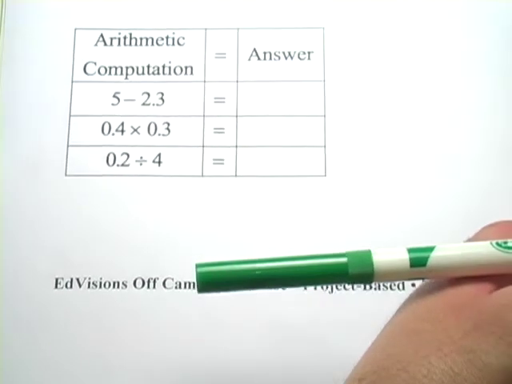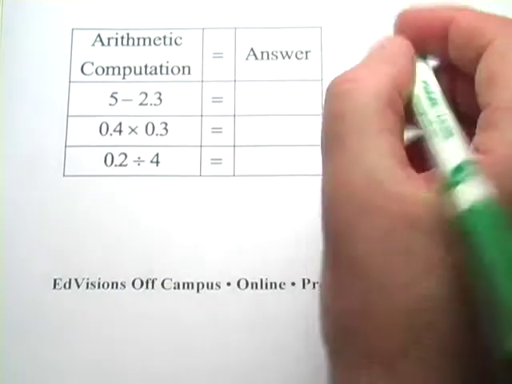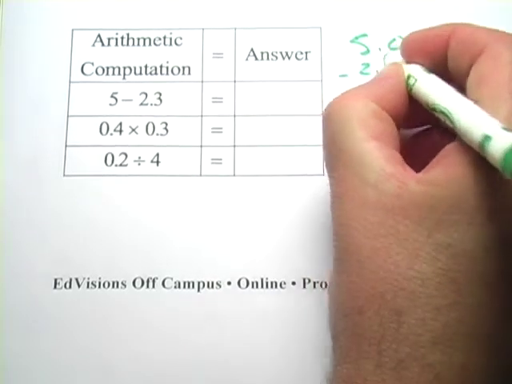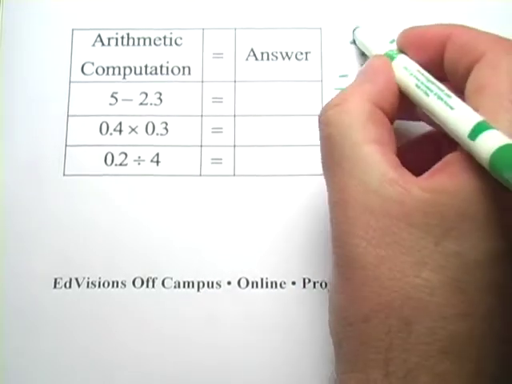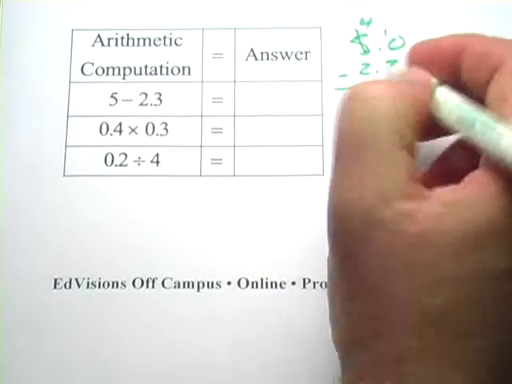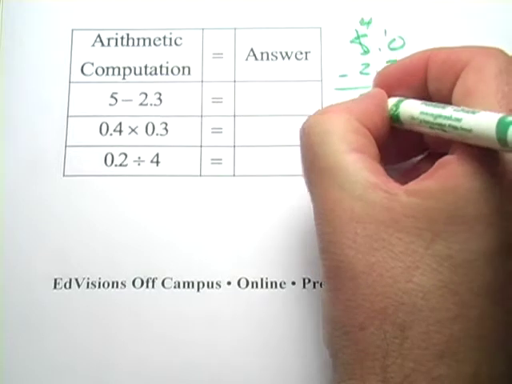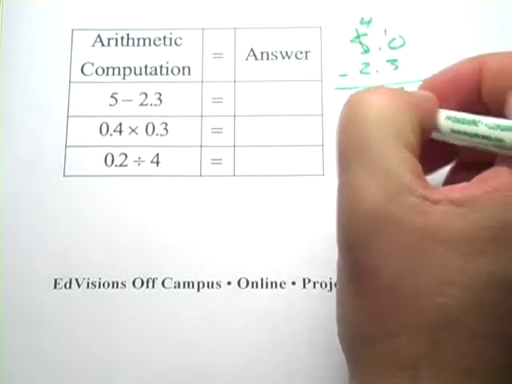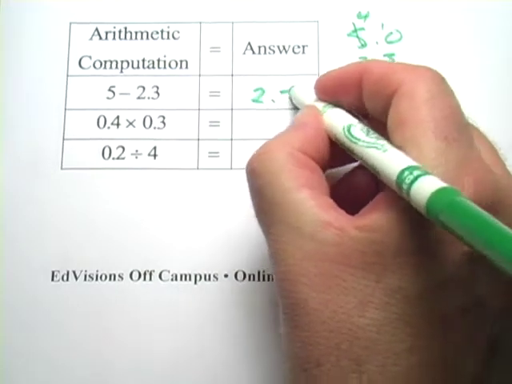All right, let's try one more like that. Same kind of thing. So the first one is 5 minus 2.3. I'm going to make that 5.0 minus 2.3. I'll have to borrow again, so this will become a 4. That's a 10. 10 minus 3 is 7. And 4 minus 2 is 2. Then I bring my decimal point down, same point in the column, and I get 2.7.